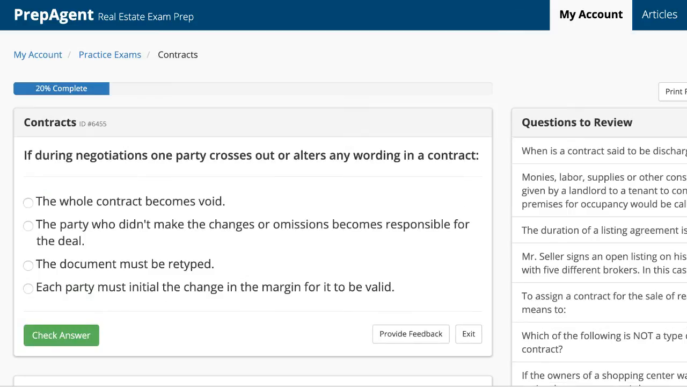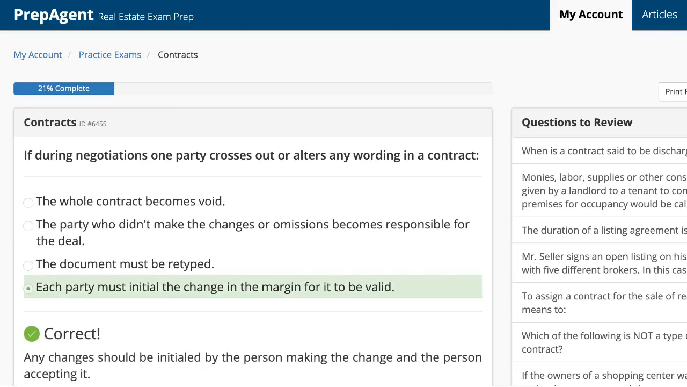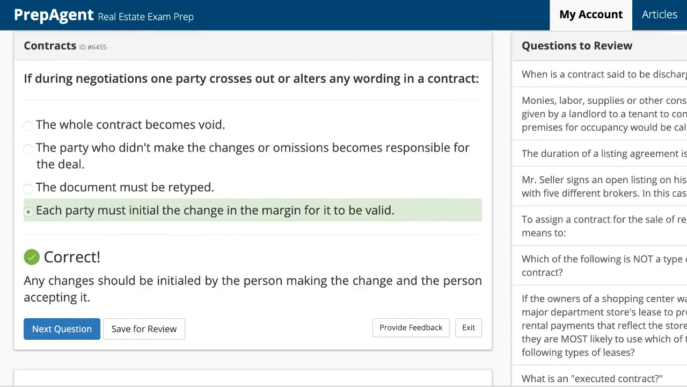If during negotiations one party crosses out or alters any wording in a contract: A, the whole contract becomes void. B, the party who didn't make changes or omissions becomes responsible for the deal. C, the document must be retyped. D, each party must initial the change in the margin for it to be valid. And the answer is each party must initial the change in the margin for it to be valid.